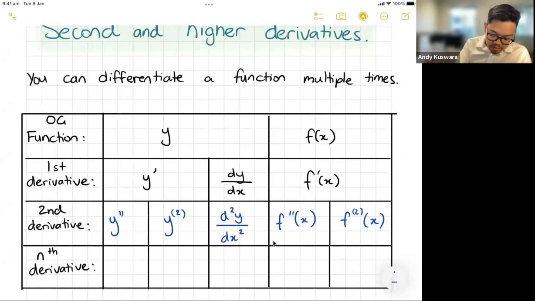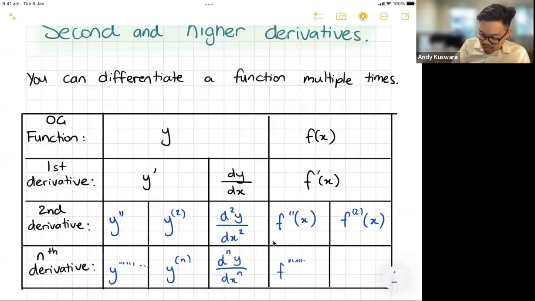So that means if I've done it to the nth, so I've done 1 and 2, essentially it could be y to whatever the bracket n would be, and it could be y to however many dashes, whatever. And then for this one here, it would be d to the power of n y, dx to the power of n. It's just going to follow the same pattern. Okay, it could be as many dashes as whatever, or just be f and x. Okay, so that's just a little bit of the notation.